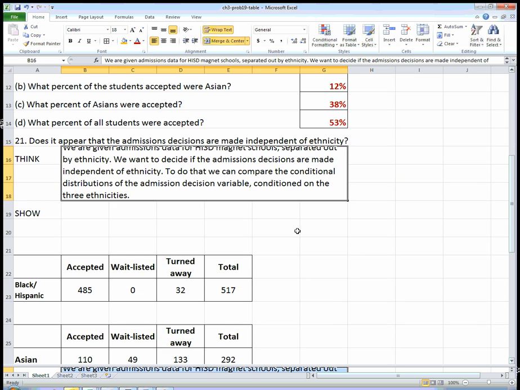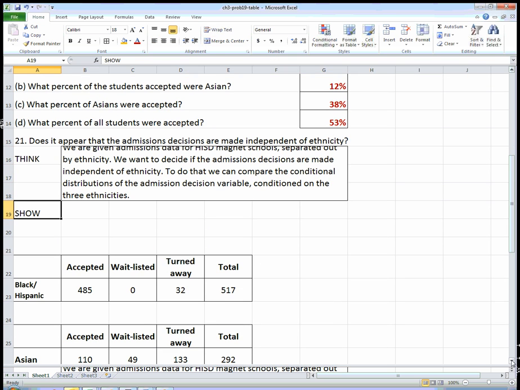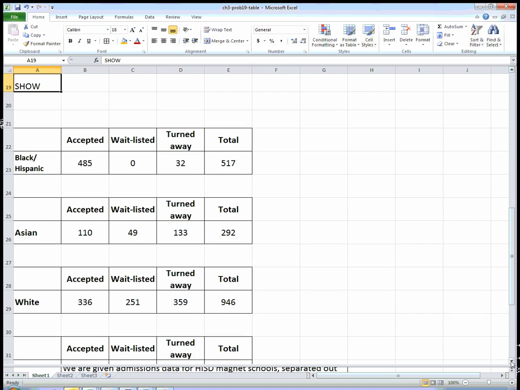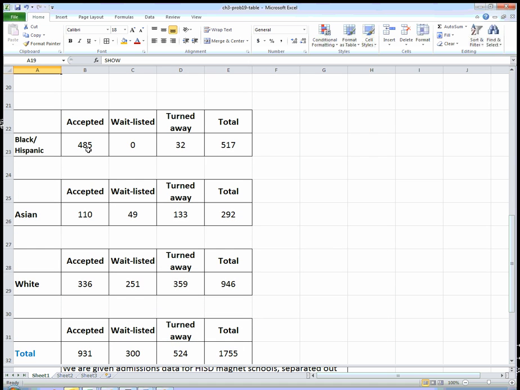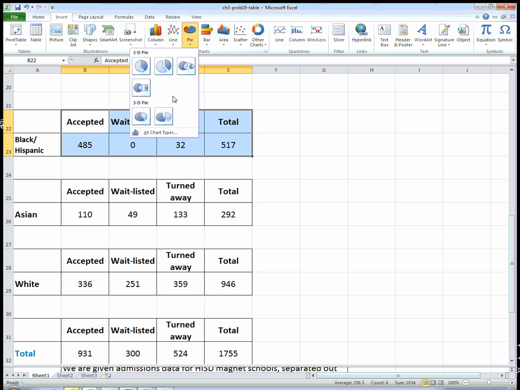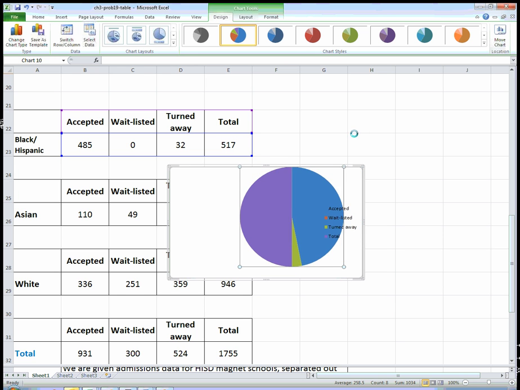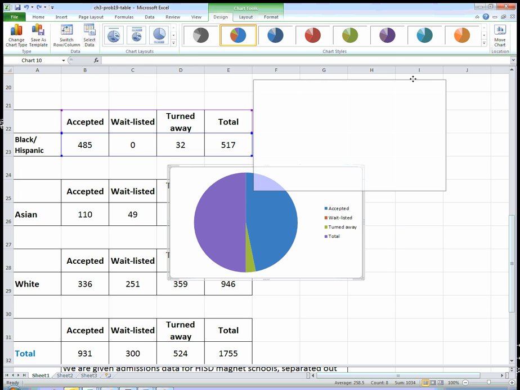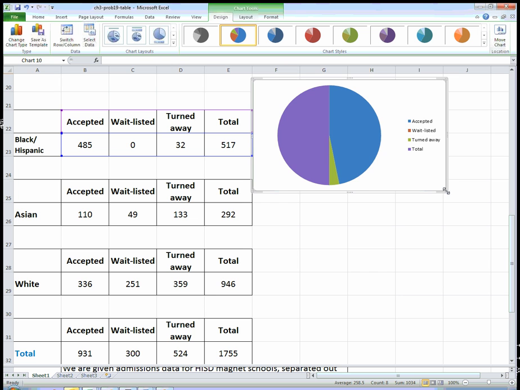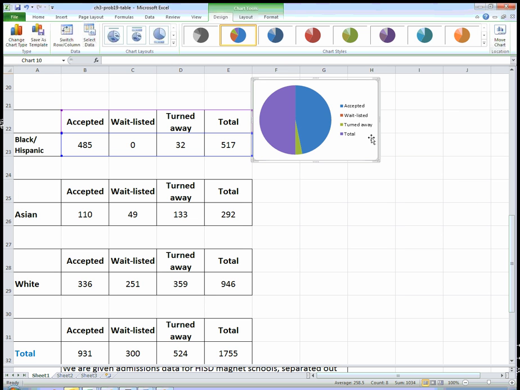Okay, so, show. What I've done here is separate out the rows so that Excel can understand this a little better, because I want to look at these numbers and draw a picture. As they say in the book, the first three rules are draw a picture, draw a picture, draw a picture. So I'm going to insert a pie chart. A pie chart is appropriate here because these are non-overlapping categories.